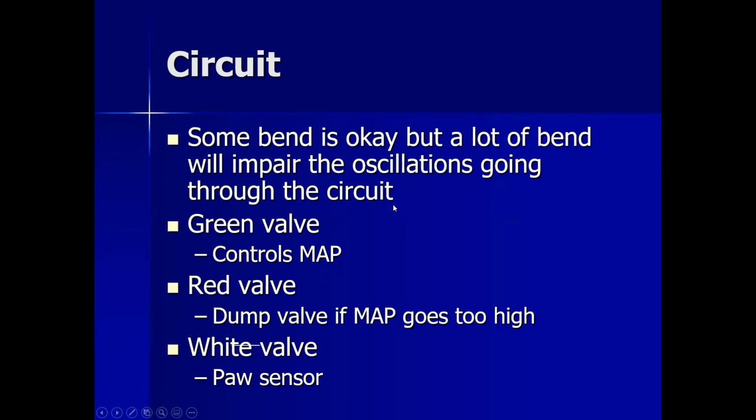We talked about the bend. And then there's a bunch of valves in the circuit. There's a green one, a red one, a white one. All three of these have to do with the mean airway pressure. So the green controls the mean. The red is a dump valve in case too much pressure builds up in the circuit. So that's your pressure pop off. That's why it's red. And the white one just monitors mean airway pressure. So three different valves for keeping the mean airway pressure in the circuit.